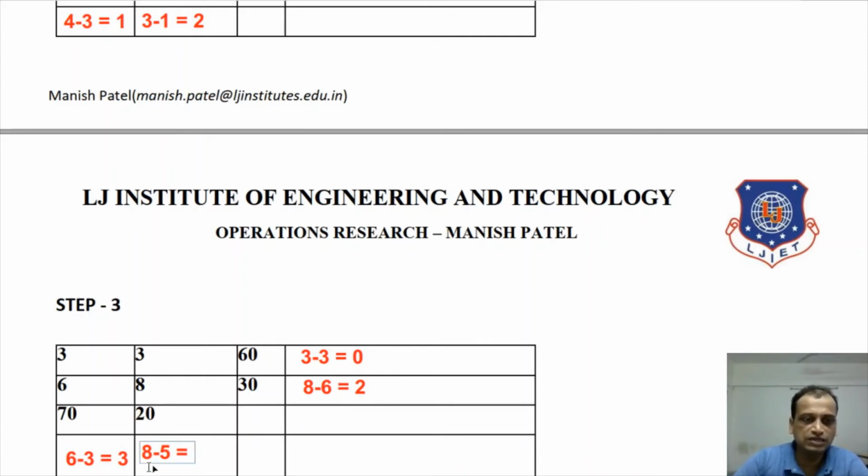Sorry, 8 minus 3 is equal to 5. Clear? Now, out of this row difference and column difference, which is the maximum one? This one is the maximum column difference here. So we'll try to allocate here only. So what is the allocation here? Where the minimum cost is there. So where is the minimum cost? 3 is the minimum cost. So we will try to allocate here.